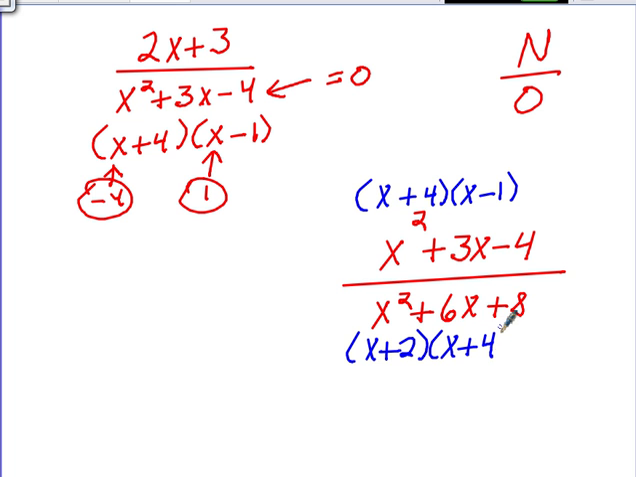And in order to reduce, start marking out what's common. There's an x plus 4 on top, there's an x plus 4 on bottom. Again, that's called removable discontinuity. We'll talk about it again later on. X plus 4 is canceled. That reduces to x minus 1 over x plus 2. Done. That's how you reduce them.